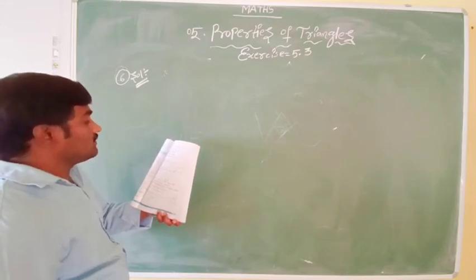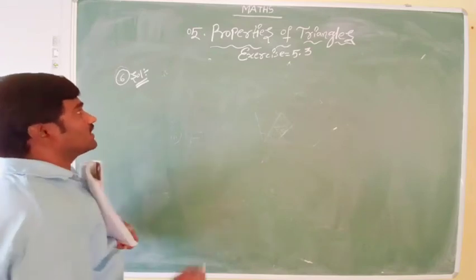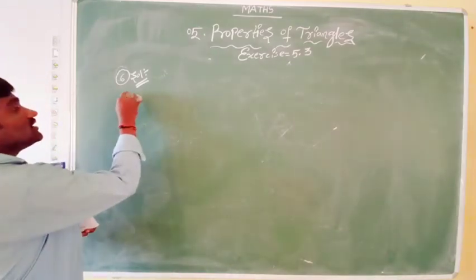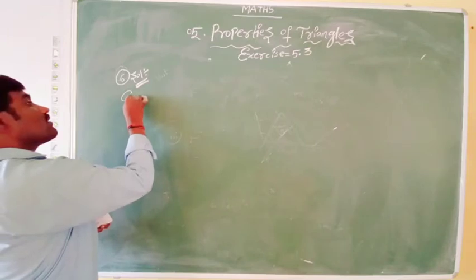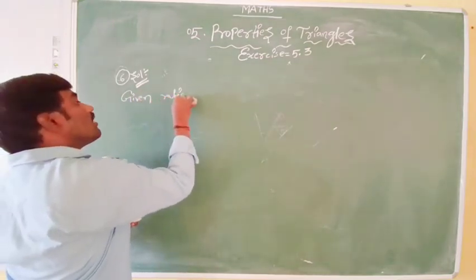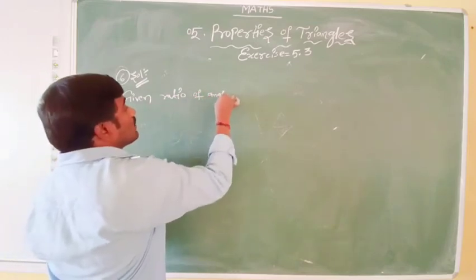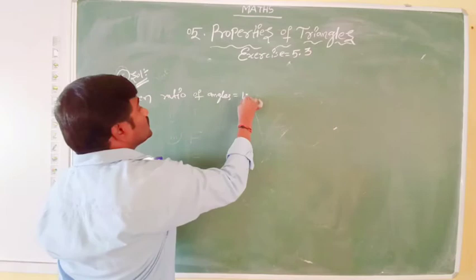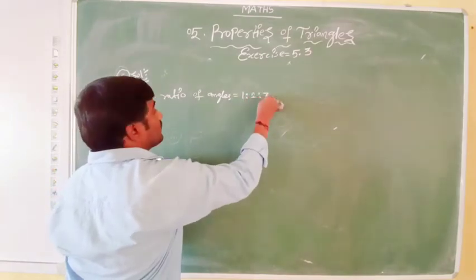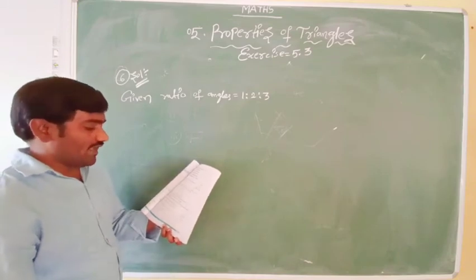The angles of the triangle are in the ratio 1:2:3. Then find the angles. The given ratio of angles is equal to 1:2:3. Then we need to find the angles.